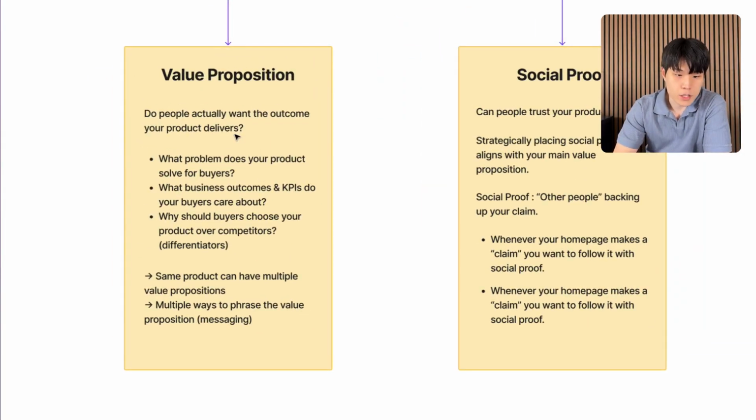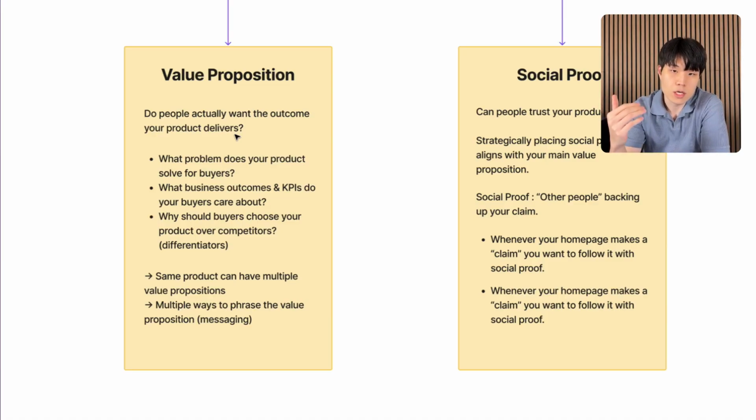So going a little bit more into the value proposition, when I say value proposition, I specifically mean communicating what kind of outcome your product can deliver for your buyers. And in order to define that, you need to ask yourself questions like, what problem does your product solve for your buyers? What business outcomes and KPIs do your buyers care about in their roles? And why should your buyers choose your product over competitors, which is communicating your differentiators?